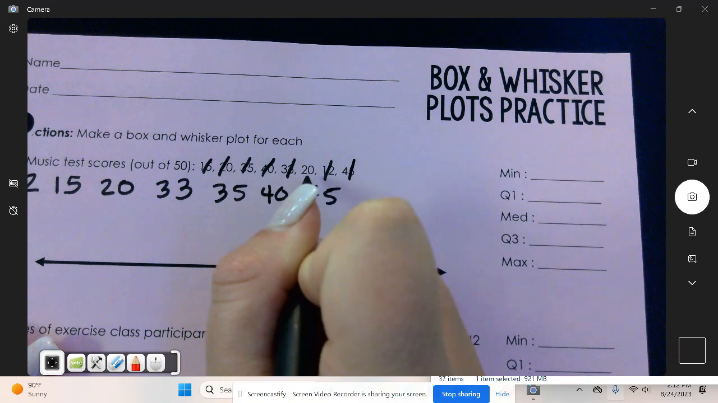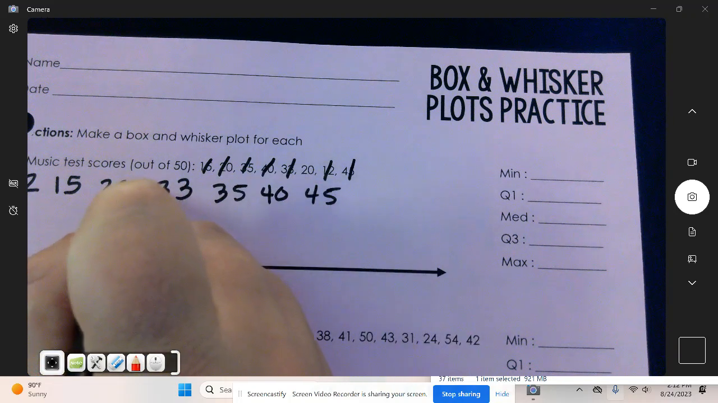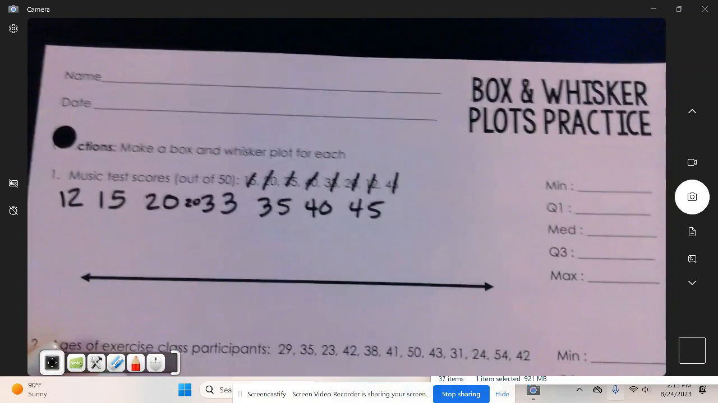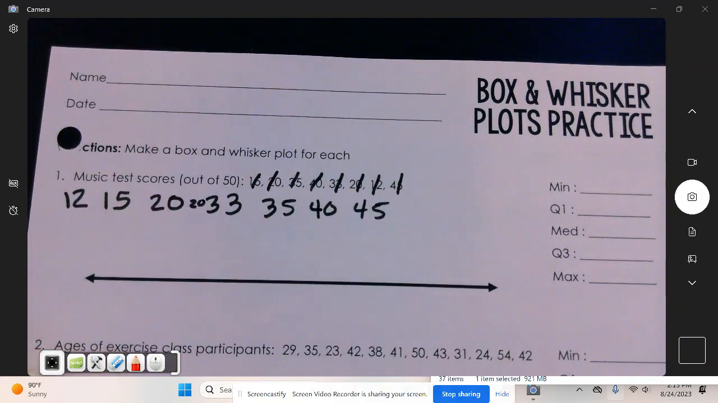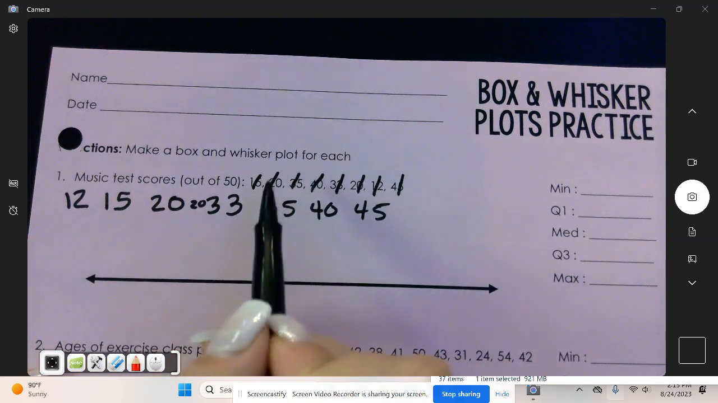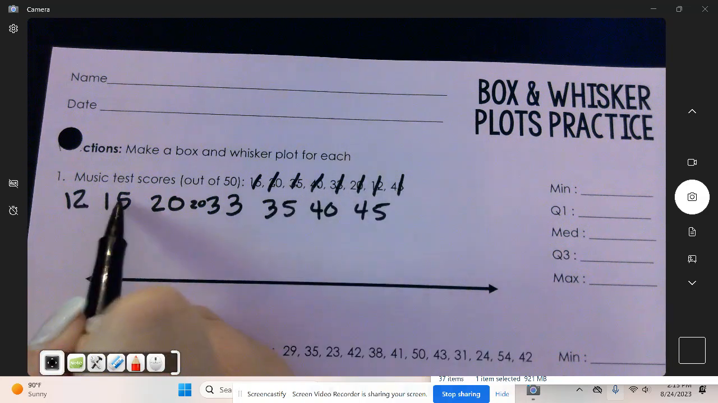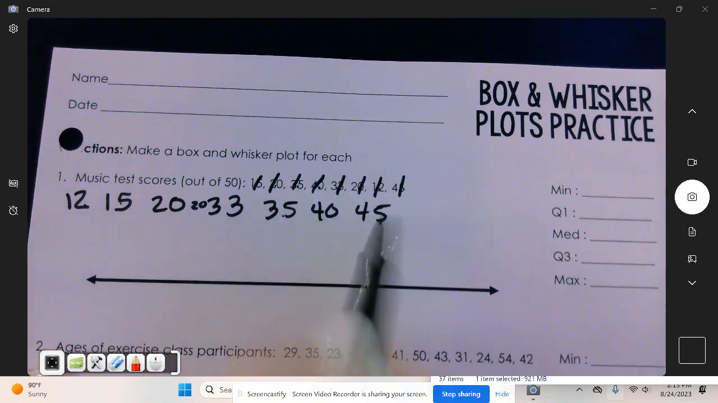See, like here I missed a number, so I have to come back in here and try to squeeze it in. I should have the same numbers in this list that I do have up top. 1, 2, 3, 4, 5, 6, 7, 8. 1, 2, 3, 4, 5, 6, 7, 8.